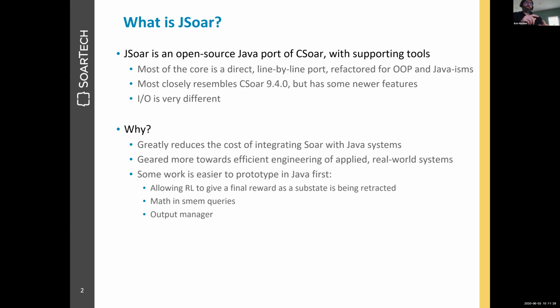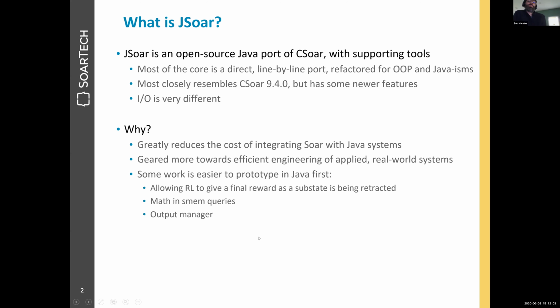And so we're talking about things like the read, the decision cycle, chunking, not chunking 2.0, I'll get to that, but everything that exists at the time. I actually did a closer inspection this morning, and I think it's more accurate to say that JSoar most closely resembles CSoar 9.4. But it has some of the newer stuff, which I'll get to. The way that I/O works, however, is very different, but this is a good thing for Java applications. Anyway, I can talk about that later.